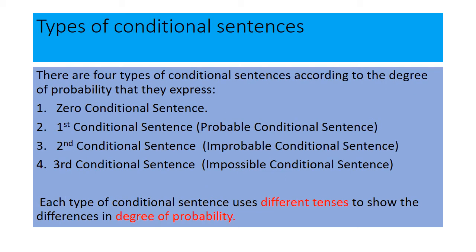Now, types of conditional sentences. There are four types of conditional sentences according to the degree of probability that they express. Number one is zero conditional sentence. Number two, first conditional sentence. It is also called probable conditional sentence. Number three, second conditional sentence or improbable conditional sentence. Number four, third conditional sentence. It is also called impossible conditional sentence. Each type of conditional sentence uses different tenses to show the differences in degree of probability.